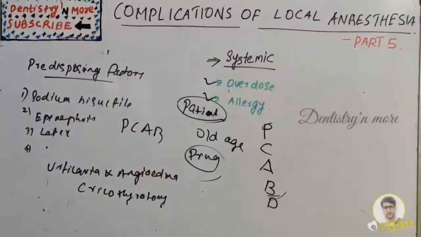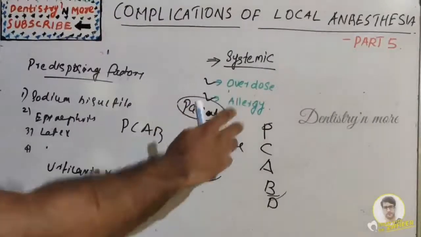So we learned the complications in two categories. One is local complications and second one is systemic complications. Local complications, we have needle breakage, ocular complications, paresthesia, facial nerve paralysis, trismus, soft tissue injury, hematoma, pain on injection, infection and edema. Whereas in systemic, we have just two, overdose and allergy.